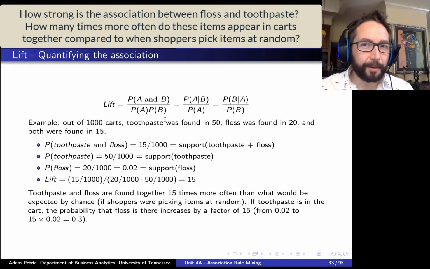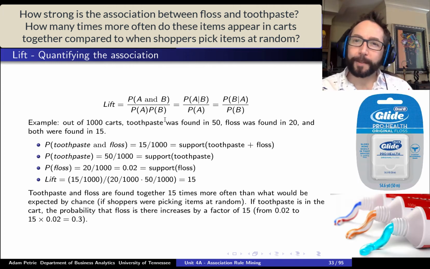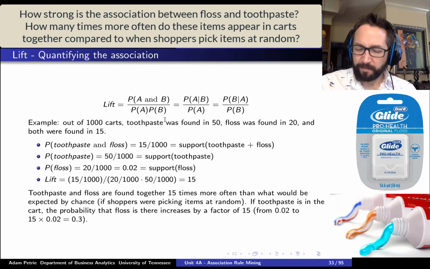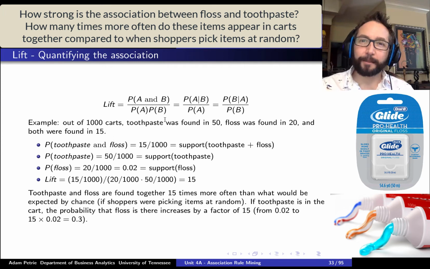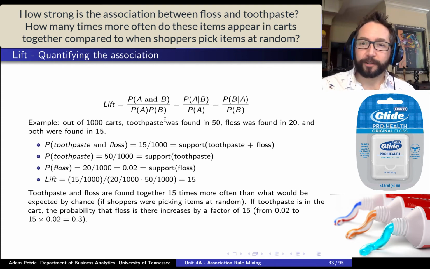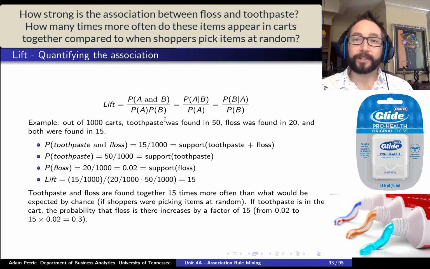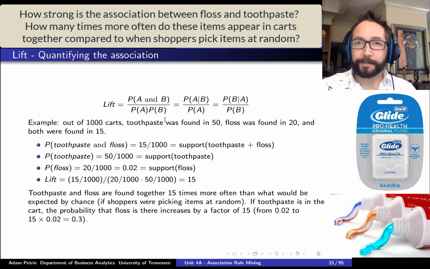So, a concrete, real world example. Let's imagine that we have some transactional data set and we're interested in studying the association between floss and toothpaste in shopping carts. These are items that we would think tend to get purchased together. We want to describe how strong that association is. So let's imagine that we have a total of 1,000 carts in our transactional data. It turns out that toothpaste is found in 50, floss is found in 20, and both items are found in 15 of those carts. So what are the implications?